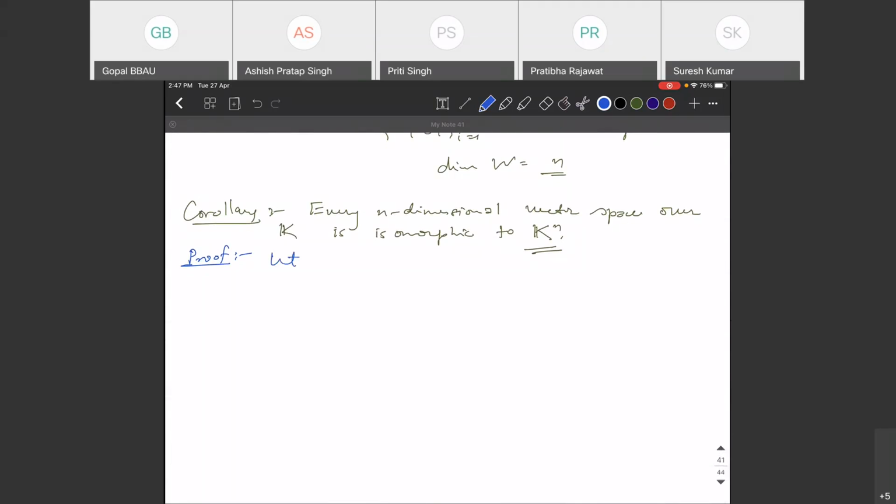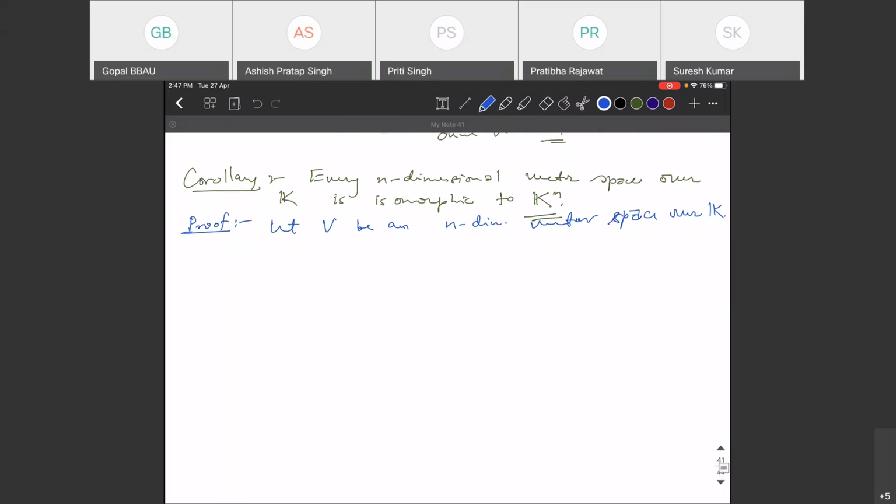So assume that we have a vector space of n dimension. Let V be an n-dimensional vector space over K, and it has a basis. Since it is an n-dimensional vector space, it has a basis. Suppose B, which is u1 to un, is a basis of V. Now we define T from V to K^n.